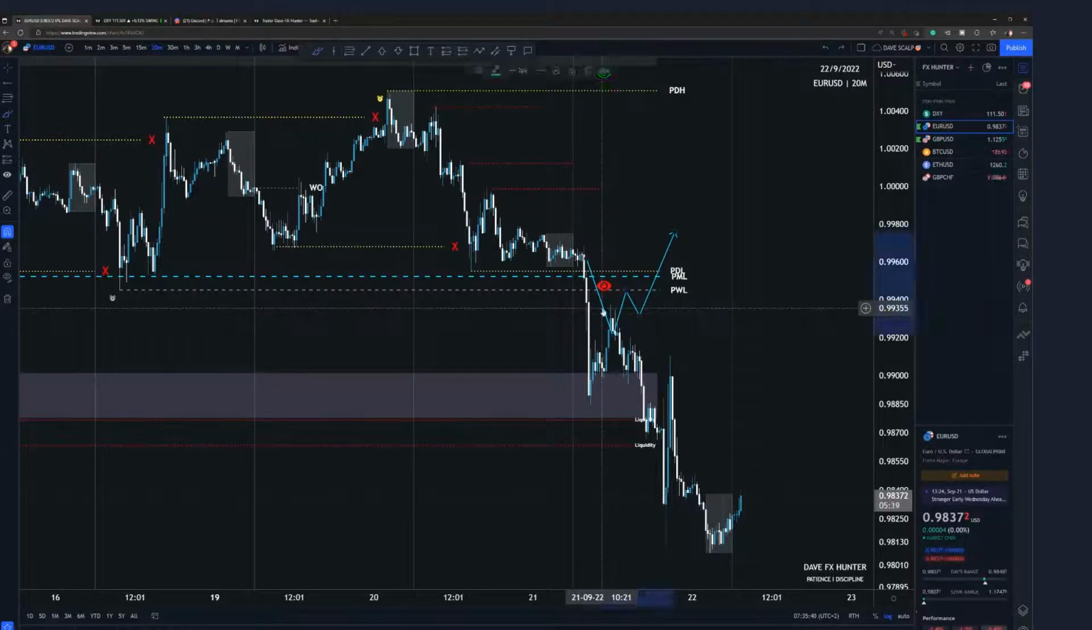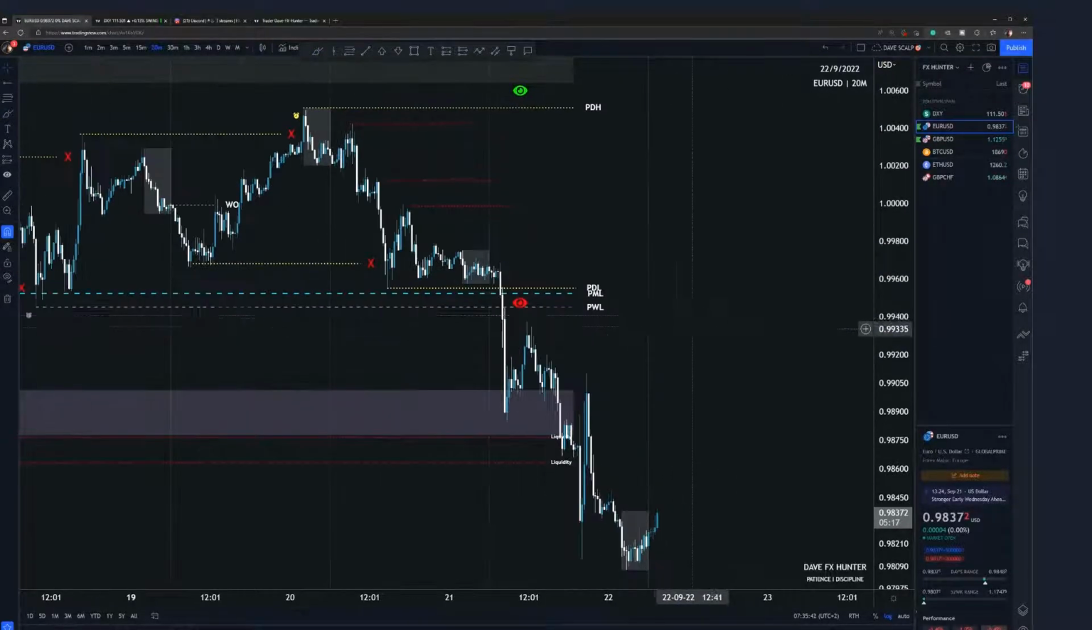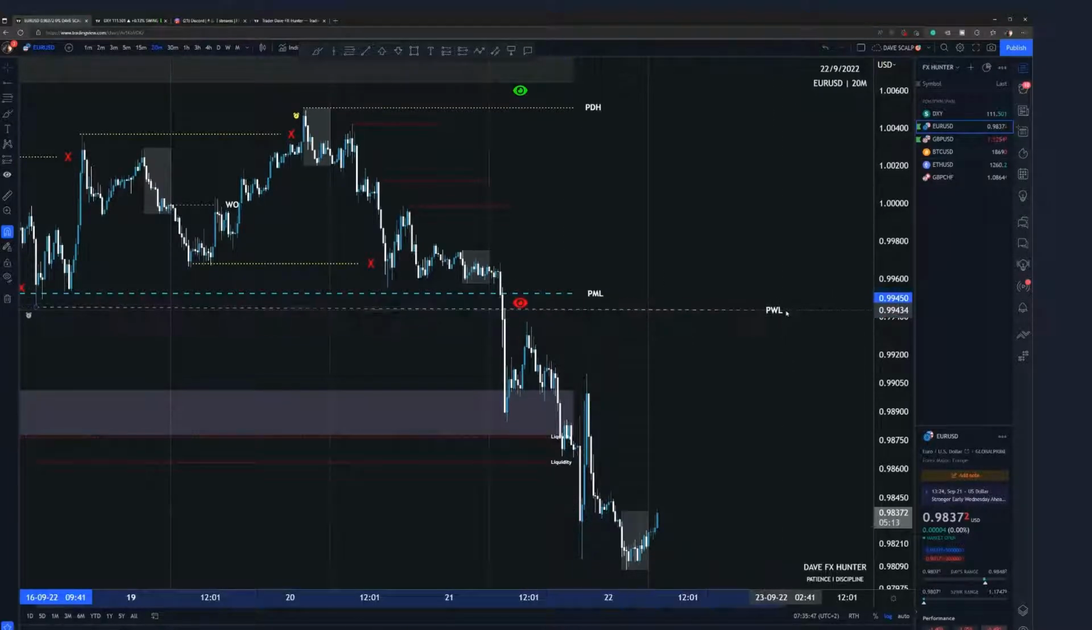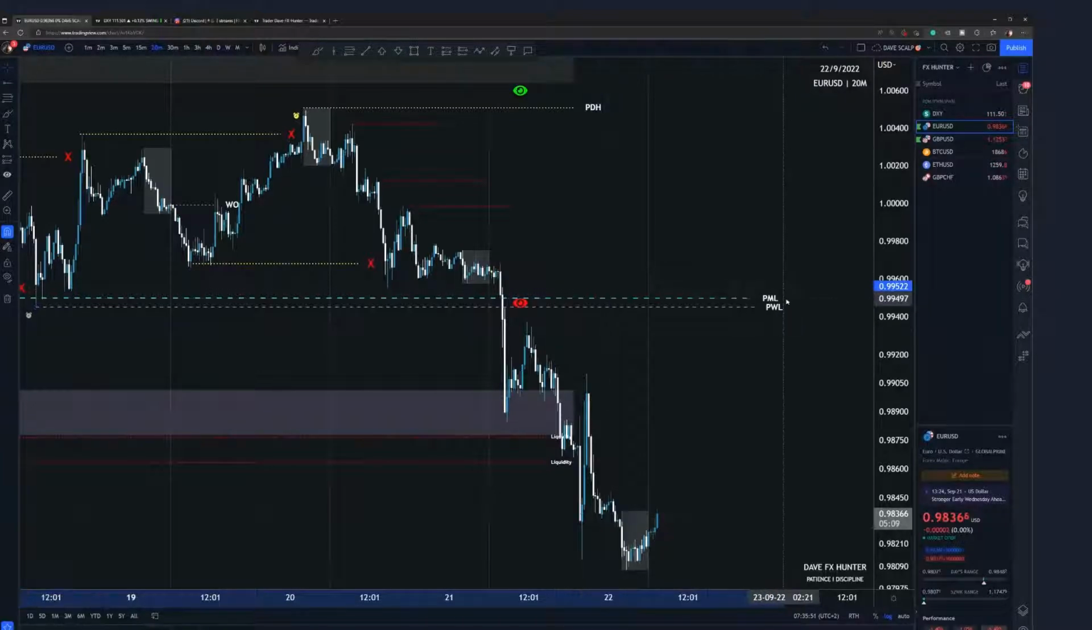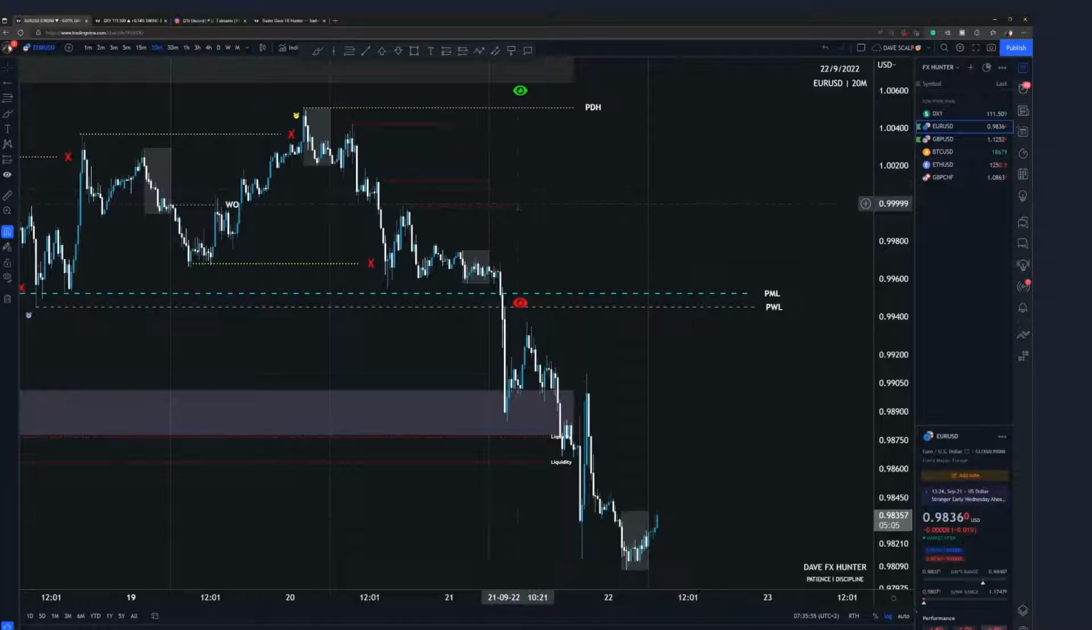So we can see the price has broken through it, and so the previous day's low is out, right? Now we've got the previous week's low and the previous month's low. So the price is getting into the discount, right? So we are in the discount.